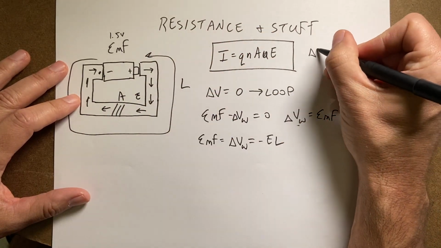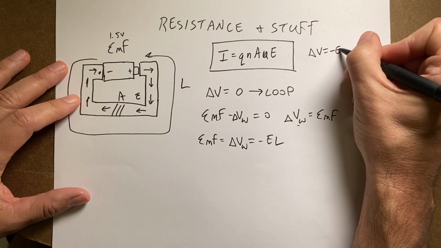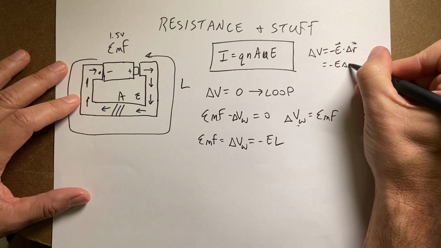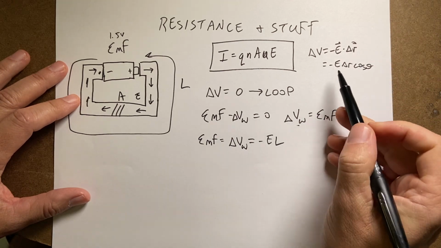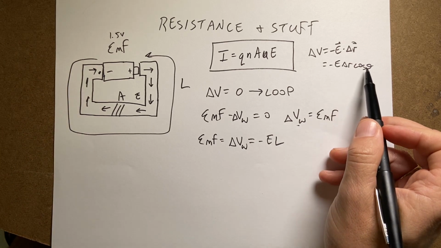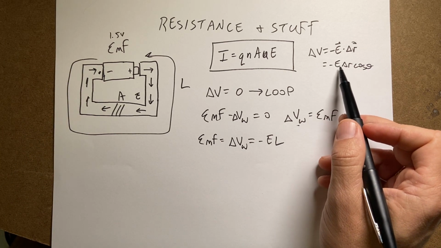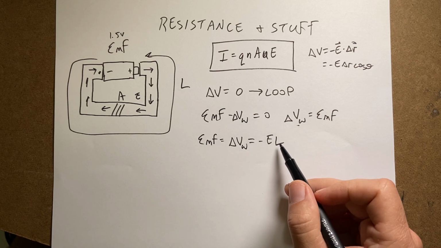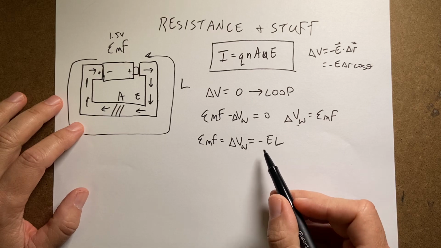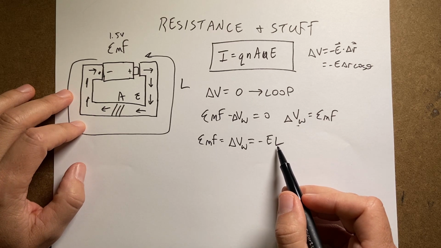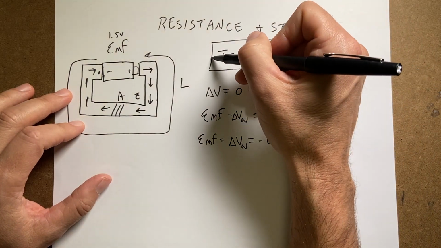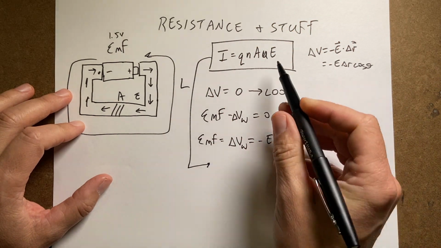Remember that delta V is negative E dot delta r, equals negative E delta r cosine theta. So if E is in the same direction as the displacement, then theta is zero, and if it's constant, I can just write this as E times L. So here I have the electric potential across this wire depends on the value of the electric field and the length of the wire. Now let's take this up here and solve this for the electric field.